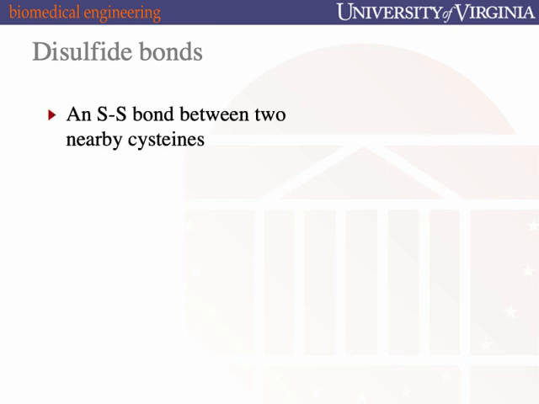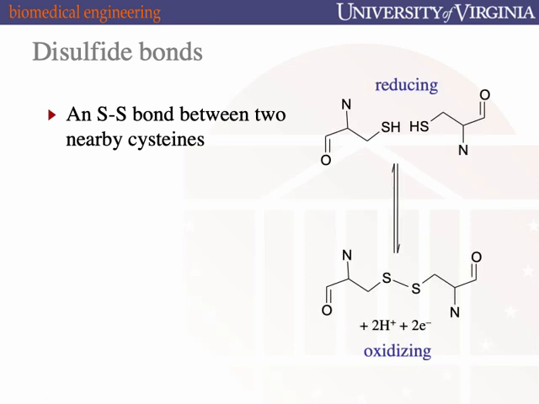Disulfide bonds, as the name implies, is an S-S bond, covalent between two cysteines that are in close 3D space. And the formation of this disulfide bond depends upon the reducing or oxidative environment where those sulfhydryls are located.